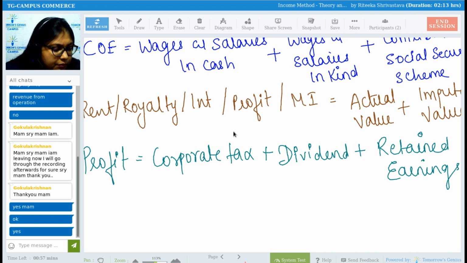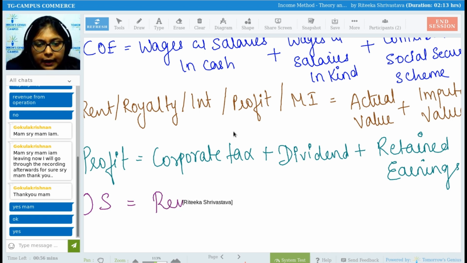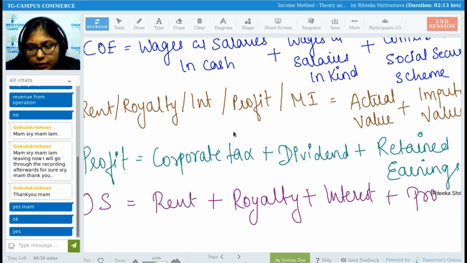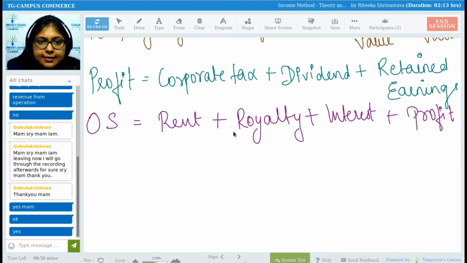Then what else is remaining? Done. Operating surplus. So operating surplus is equal to rent plus royalty plus interest plus profit. And there is one more formula last.